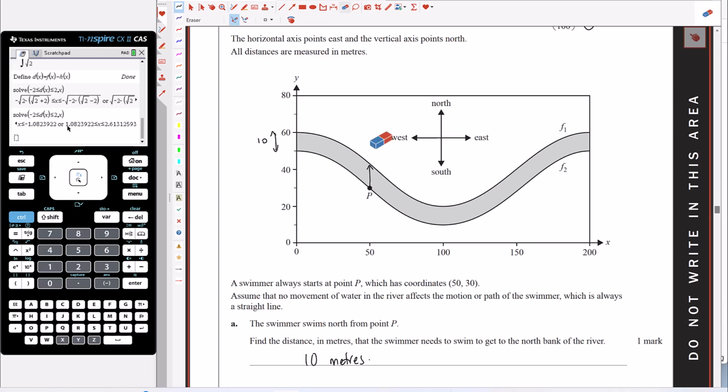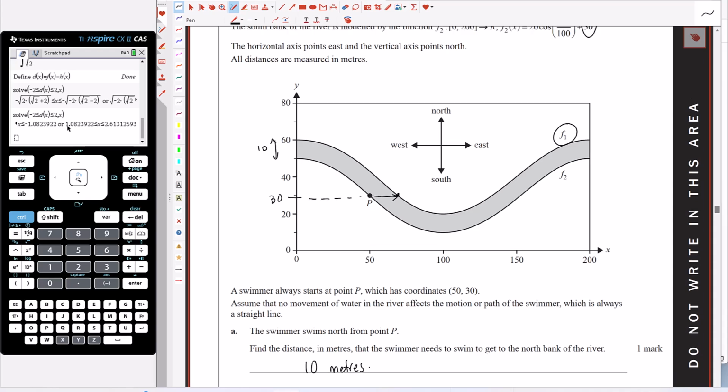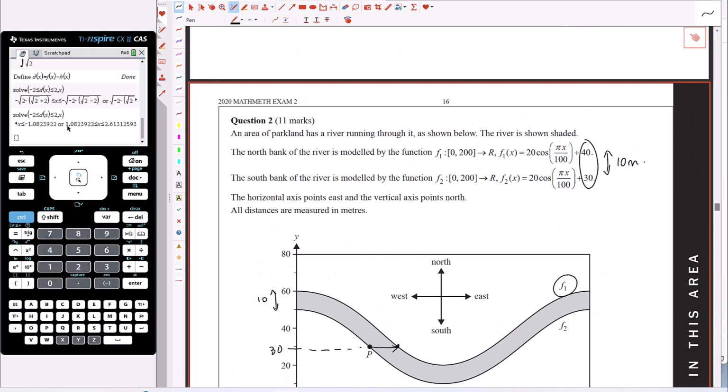Okay, so this time the swimmer is going to swim east, which is this way. So we need to work out that distance there. Okay, so remember, this value here is y equals 30, so we want to make f1 of x equal to 30. Okay, let's define these two functions. Let's just do some clearing here.